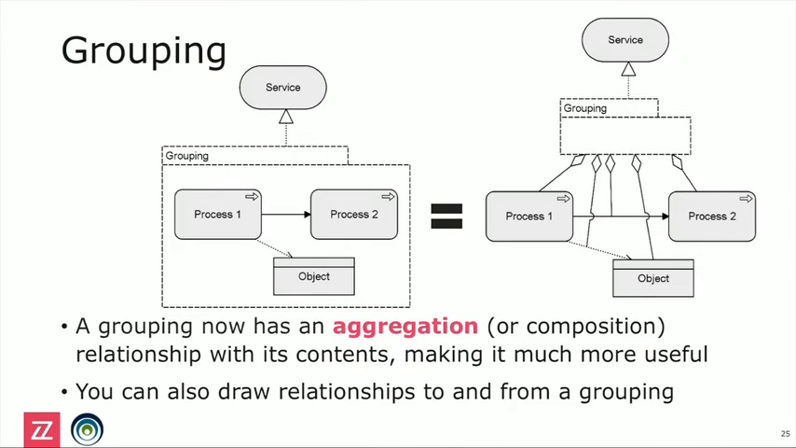You use aggregation there to picture what's in the group. And you can indeed express that all the stuff inside the group now together realizes a certain service. You don't have to draw the individual relationships anymore. You can do it like this. So that's a lot more flexible, and it saves you a lot of drawing as well.